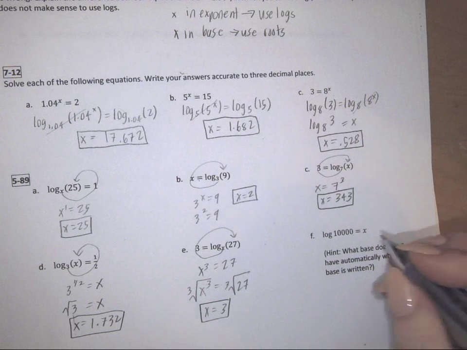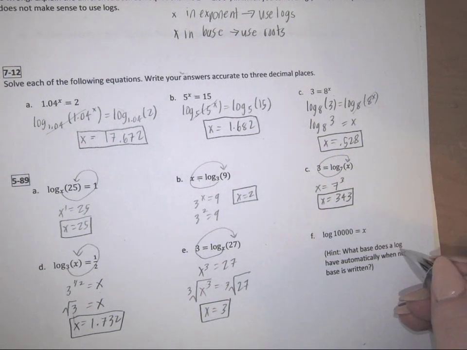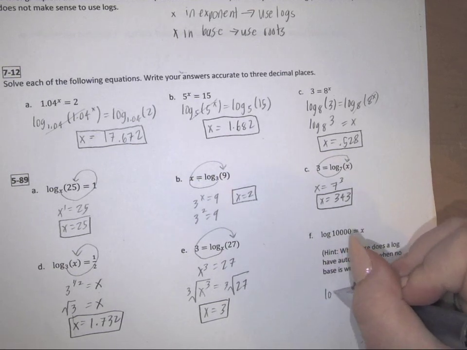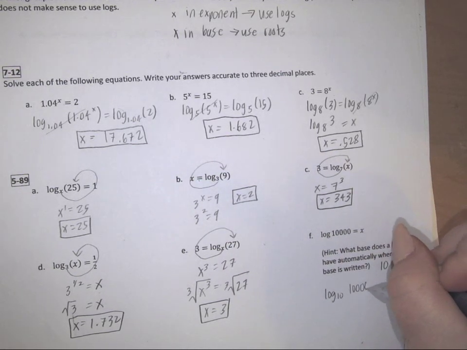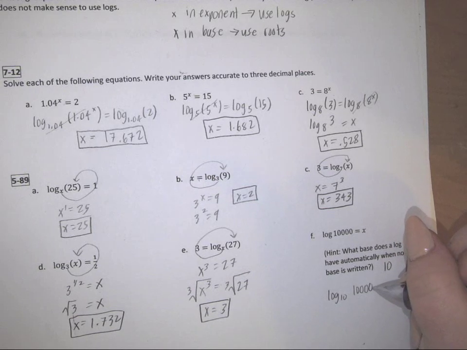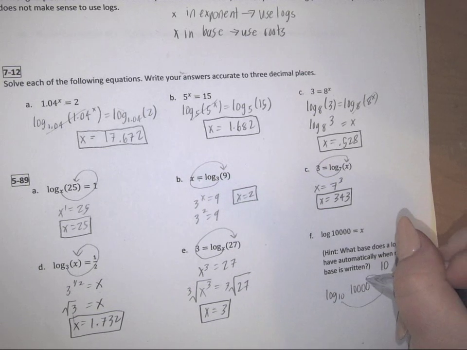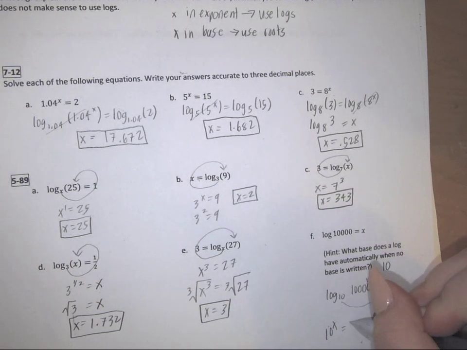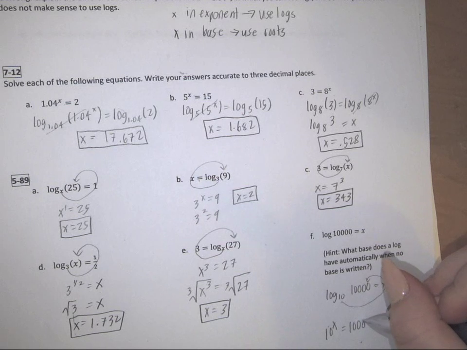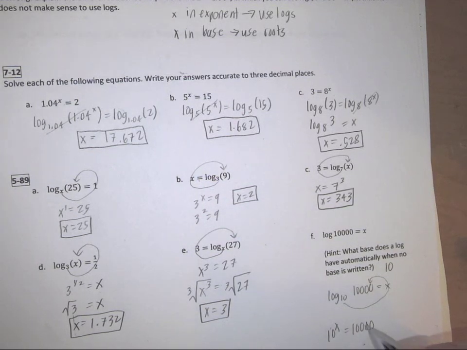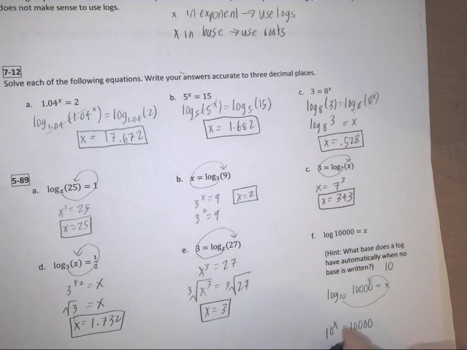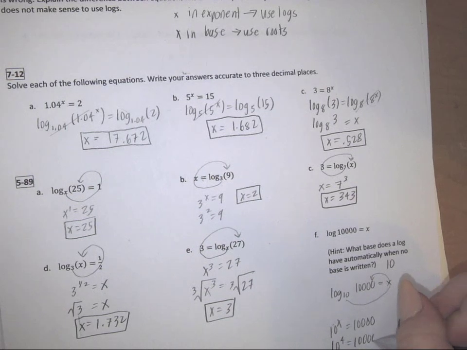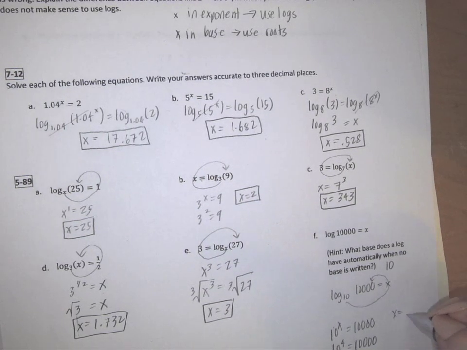Okay, it says log of 10,000 is x. So it says hint, what base does a log have automatically when no base is written? It's 10. So it's really log base 10 of 10,000. So it's 10 to the what is 10,000, or 10 to the x, sorry. These ones are easy, you just have to count how many zeros there are. So since there are 4 zeros, 10 to the 4th is 10,000, so x equals 4.